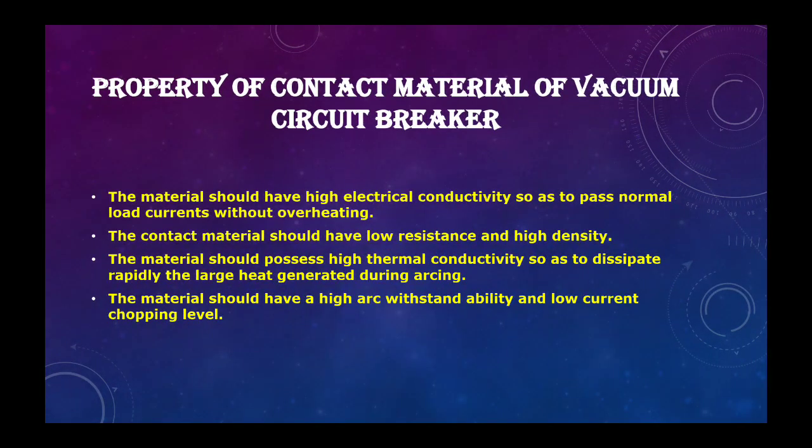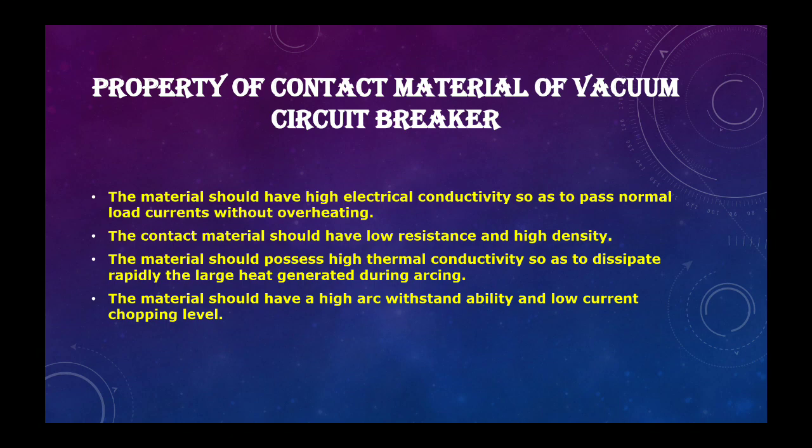Now, the properties of the contact materials which are used in a vacuum circuit breaker. The material should have high electrical conductivity so as to pass normal load current without overheating. When the circuit breaker is operating in normal healthy condition, if the conductivity of the contact material is low, then I square R loss or power loss occurs. So it must have a high electrical conductivity.